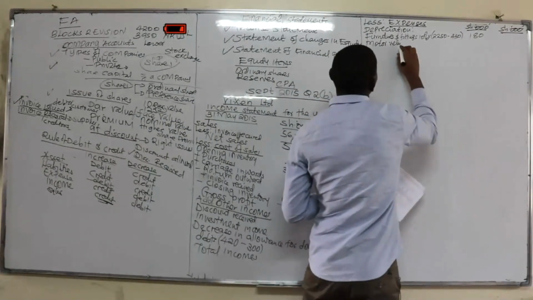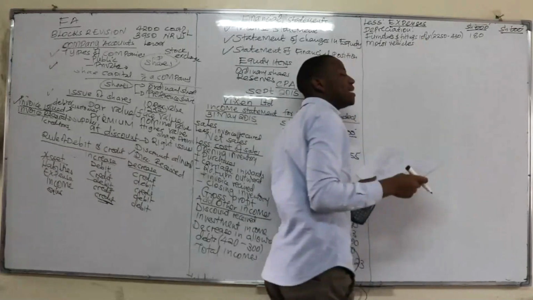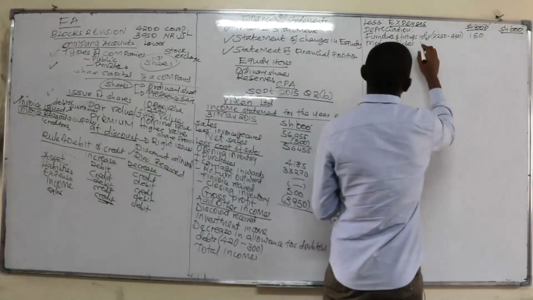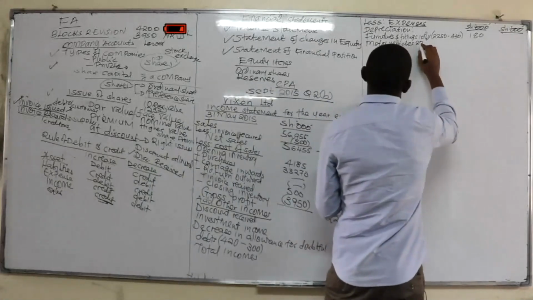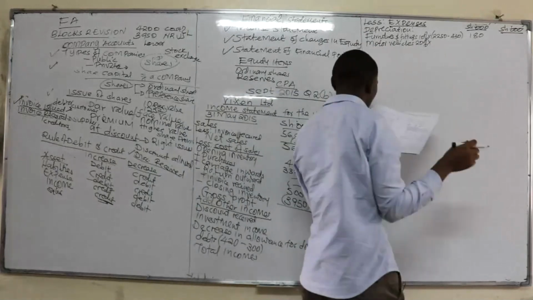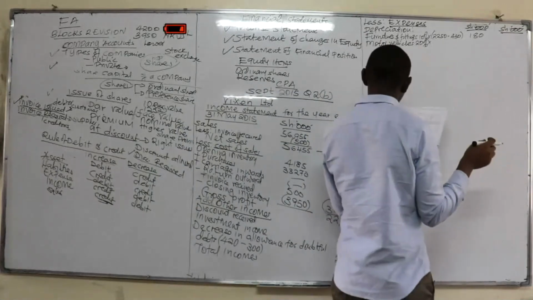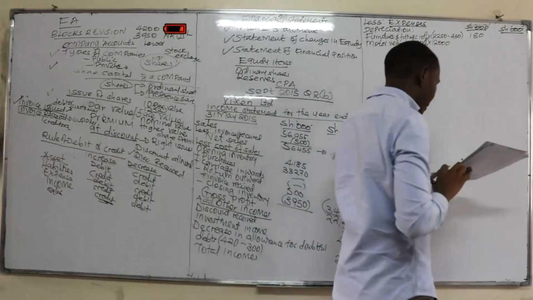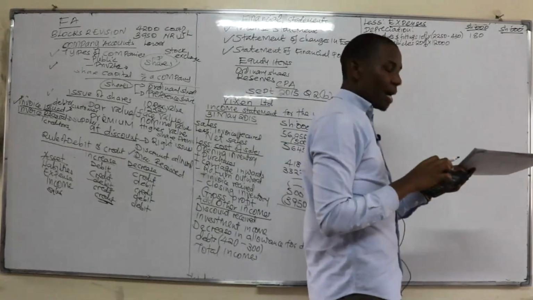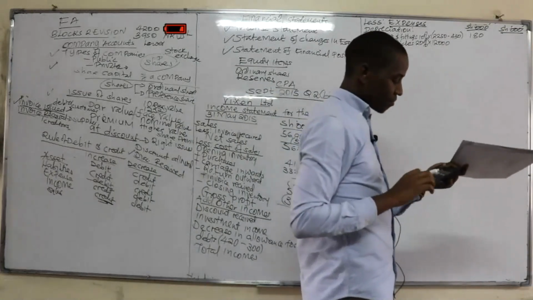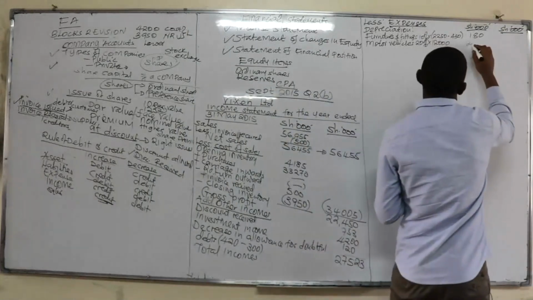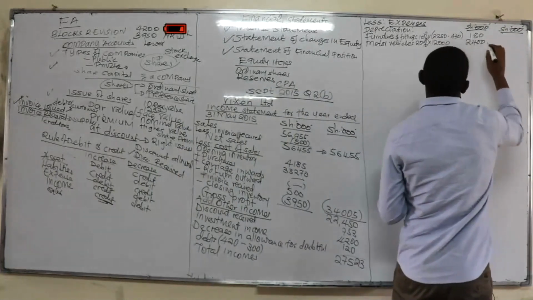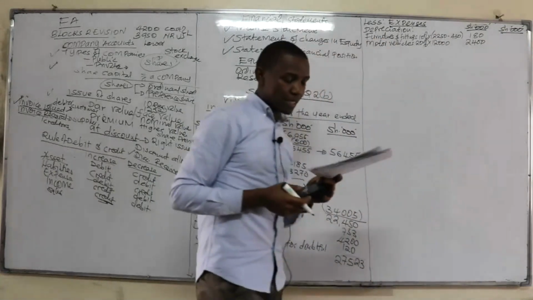Now for the motor vehicles, the depreciation is on the straight line. And the straight line in this case, we've said, is on cost. So you multiply by the cost of the motor vehicles, which in this case is 12,000. So if I take 12,000, I multiply by 20%, to give you 24, and that will be the depreciation for that case.